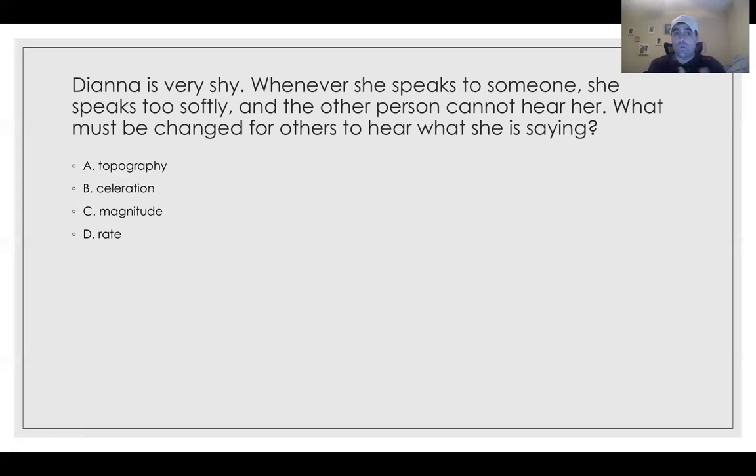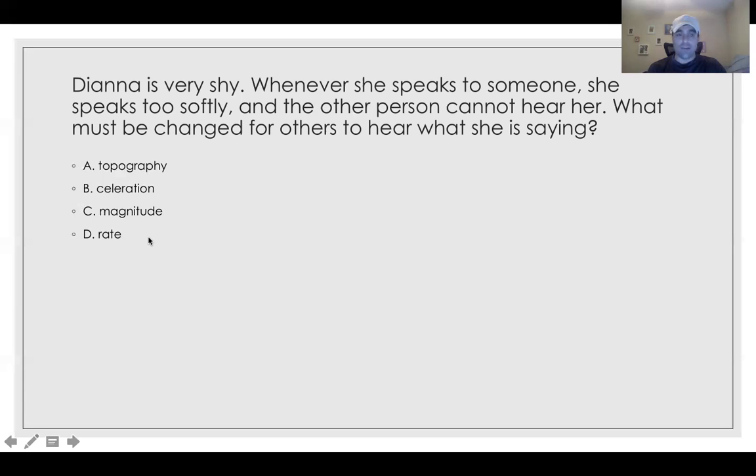So when you want to change the size of something, what are we looking for? Acceleration? No, you might not even know this word. That's fine. Okay, acceleration has to do with fluency. We're not talking about fluency here, right? So acceleration is out. Magnitude. Okay, what is magnitude? Magnitude is going to be the size of something, right? So right now, okay, her voice is too small, it's too little, it's too soft. We want to increase that volume, okay? We want to make it bigger, okay? We want to make it louder. Therefore, we want to increase the magnitude.